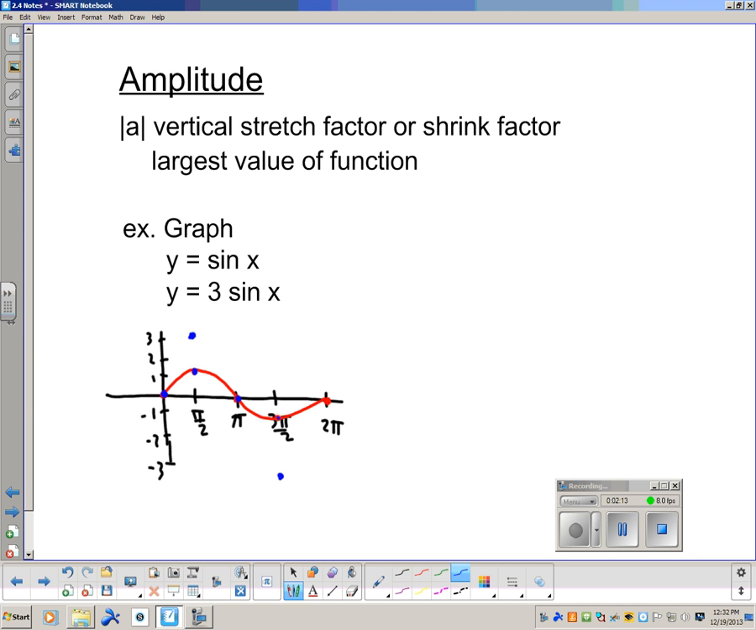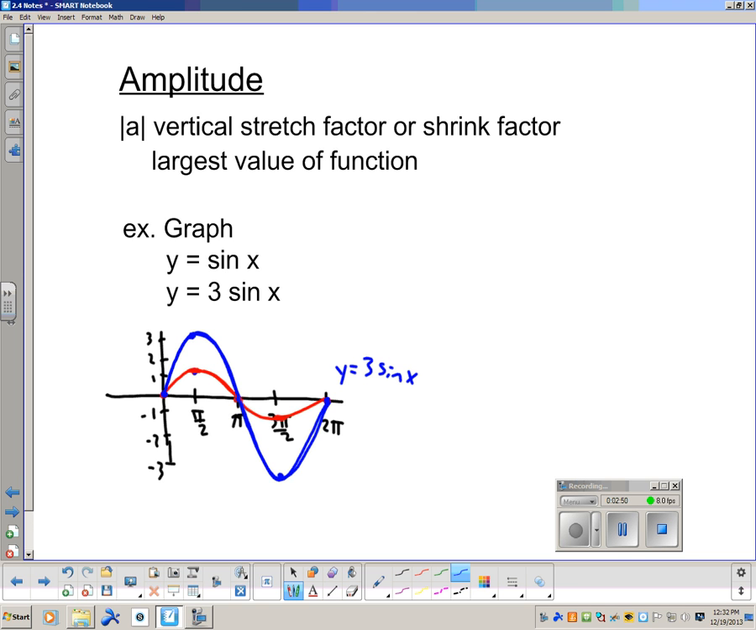And at 2 pi, the y value there is 0. Multiply by 3, and 0 times 3 is 0. So now let's connect those. I just put these in here to show us where we're at. That's not really part of the graph anymore. So there's our nice graph there. We got y equals 3 sine x.